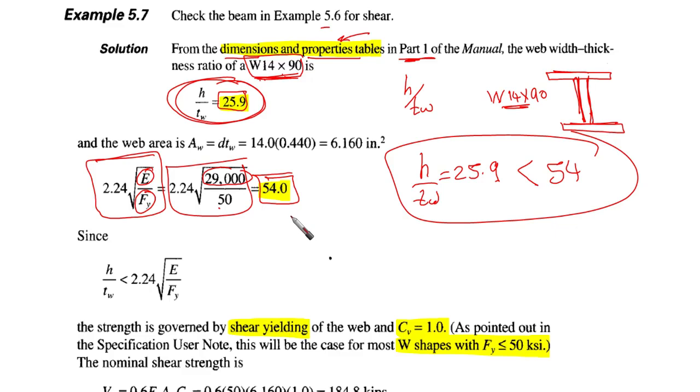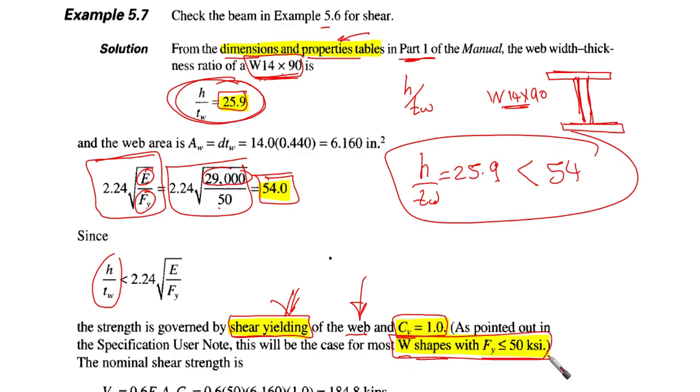Shear yielding failure mode. So our h over t web is less than 2.24 times the radical, which means that the strength is governed by shear yielding of the web. Again, we're talking about the web. There are no flanges here. And Cv in this case is going to be 1, right? As pointed out in the specification user note, this will be the case for most wide flange shapes with F yield less than or equal to 50.